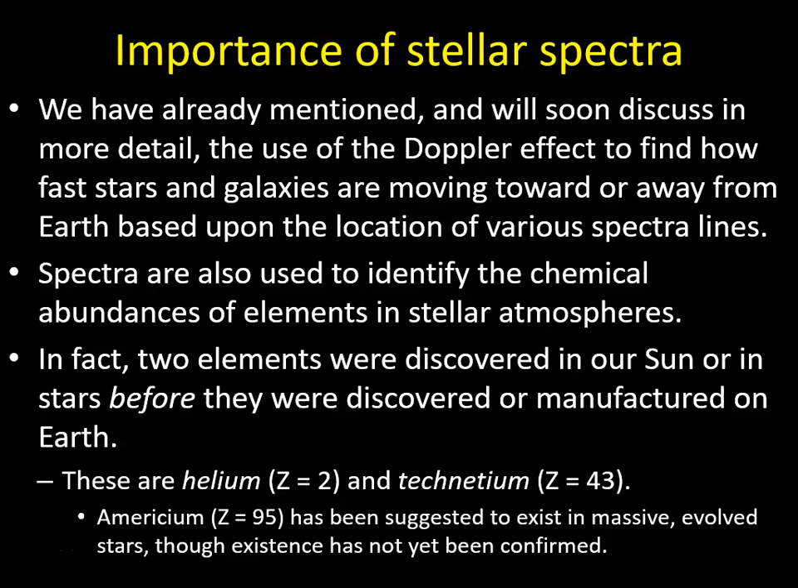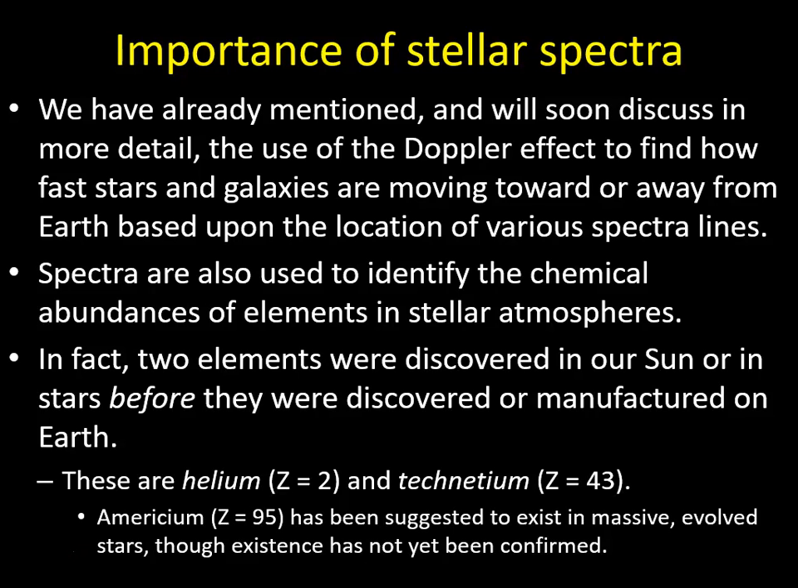And, I should mention as a note of historical importance, the element helium, the second most abundant element in the universe, the second element on the periodic table, was actually initially discovered in our sun before it was discovered a few decades later on Earth. And technetium is another element that was discovered in stars before it was manufactured on Earth.